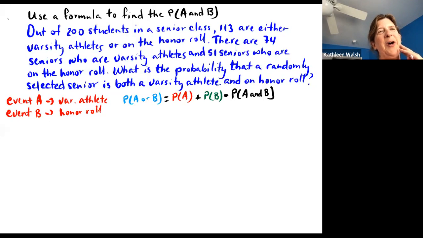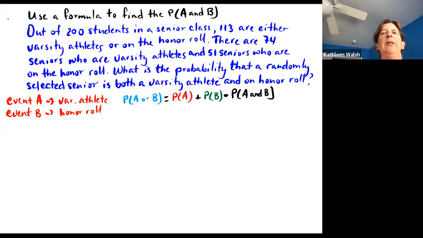We are going to talk about probability, and we're using the general formula that we talked about yesterday in our lesson about overlapping events, okay? And that general formula is the probability of A or B is equal to the probability of A plus the probability of B minus the probability of A and B.